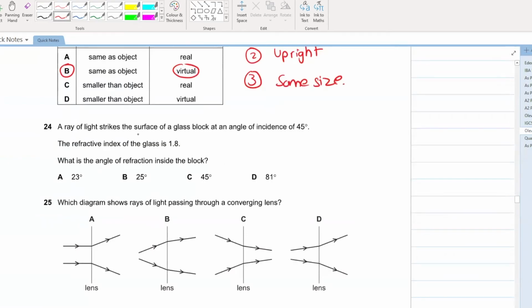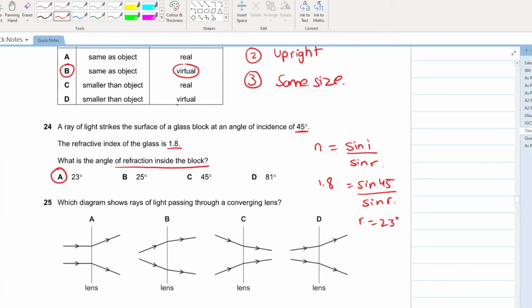Let's move on to question 24. A ray of light strikes the surface of a glass block at a given angle of incidence. The refractive index is given. Calculate the angle of refraction. Which formula will we apply? n is equal to sine i over sine r. What is n? 1.8. What is the angle of incidence? 45. Can you calculate the angle of refraction? Yes, you can easily do that. Sine 45 divided by 1.8. Take a sine inverse. R comes out to be 23 degrees. A is your answer. Simple as that.